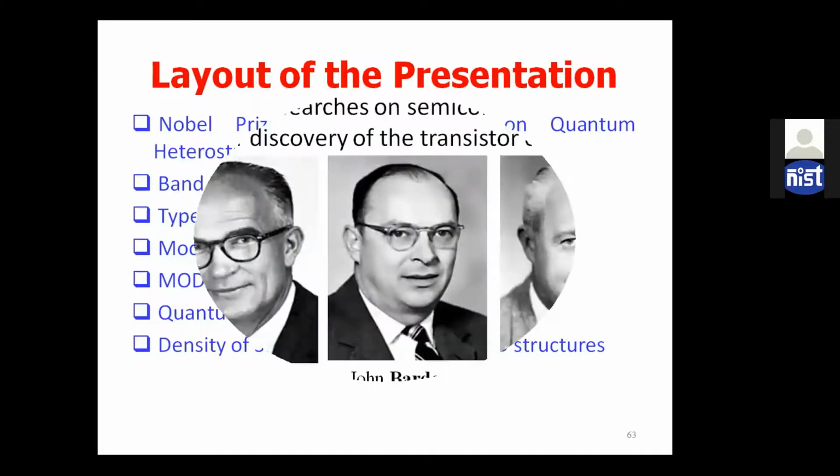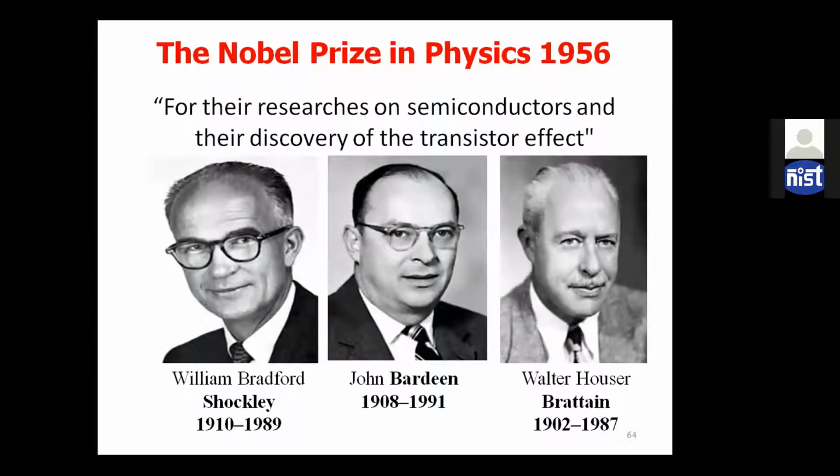So as you know, the semiconductor technology starts from the transistor. These three fellows, Shockley, Bardeen, and Brattain, got the Nobel Prize in 1956 due to their pioneering work on the transistor. That means they invented the point contact transistor in 1947 at Bell Labs, and they got the Nobel Prize in 1956.